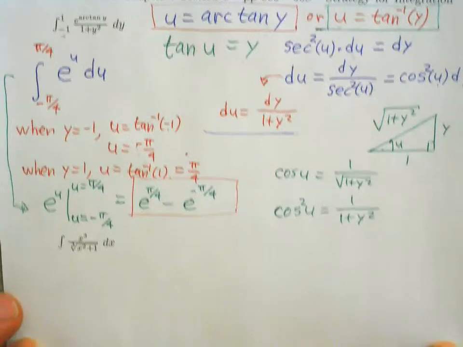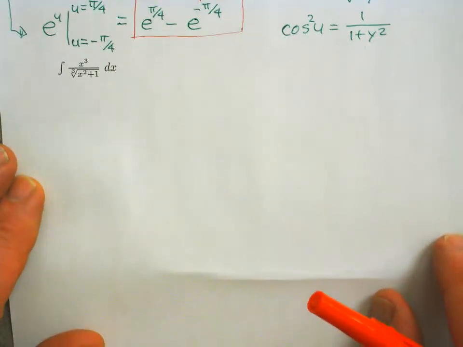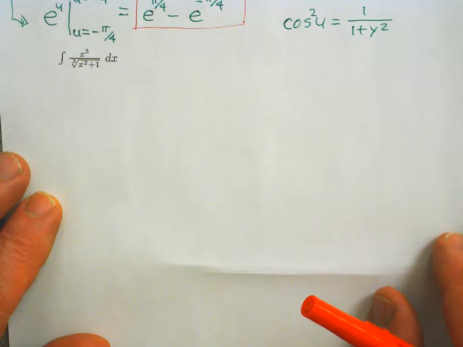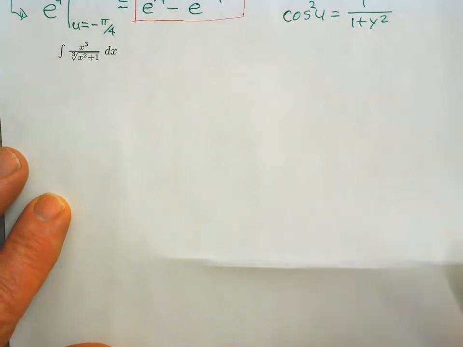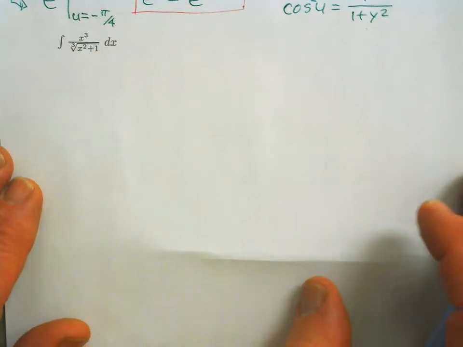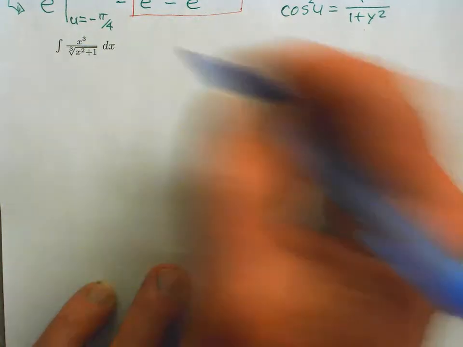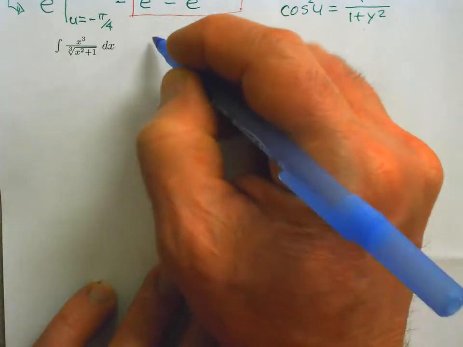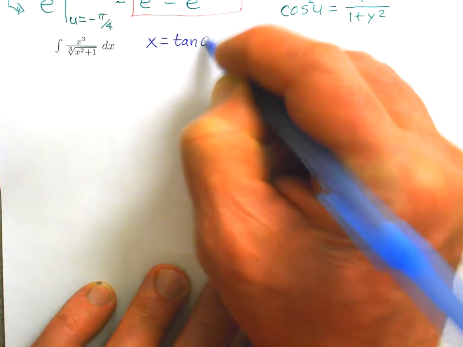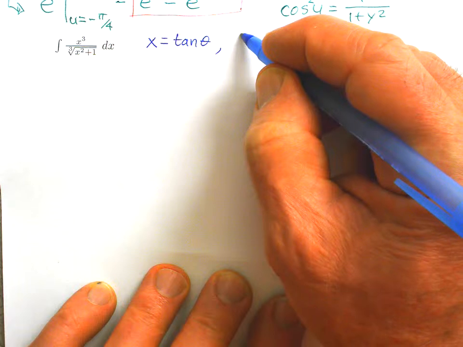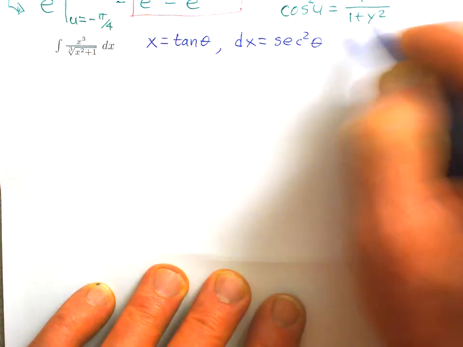Okay, the next example, the indefinite integral of x to the third divided by the cubed root of x squared plus 1 dx. Inside the cubed root, we see x squared plus 1. So that suggests we pick x to be tangent of theta. And so dx will be secant of theta squared d theta.